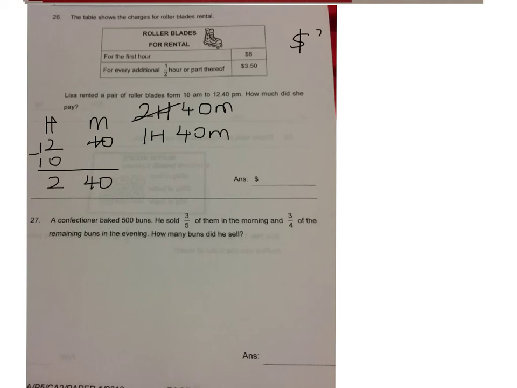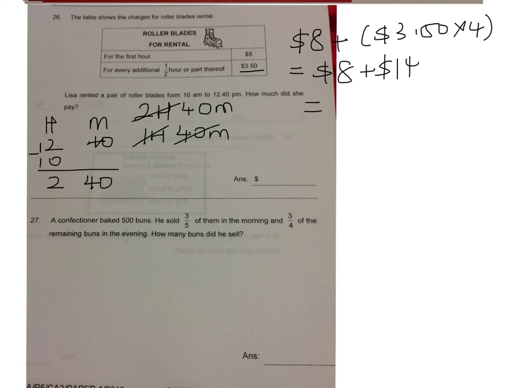The first hour is $8, so with that we are left with 1 hour and 40 minutes. We have to pay $8 first. Every half an hour is $3.50, so there's 2 half an hours here, the third and the fourth half an hour here, so there is 4 times, so we have to plus $3.50 times 4 times. That will be $8 plus $14 equals to $22. So how much does she have to pay? Altogether she will actually pay $22.